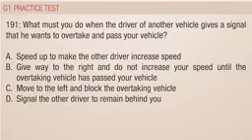Question 191. What must you do when the driver of another vehicle gives a signal that he wants to overtake and pass your vehicle? A. Speed up to make the other driver increase speed. B. Give way to the right and do not increase your speed until the overtaking vehicle has passed your vehicle. C. Move to the left and block the overtaking vehicle. D. Signal the other driver to remain behind you.